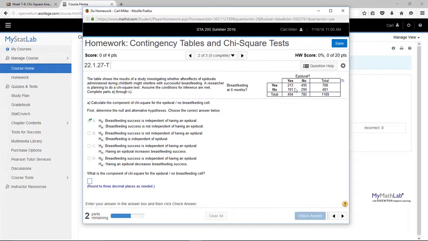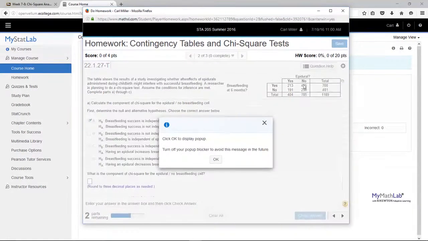You've got the 191 is what was actually observed. Now what would be expected is 404 times 481 divided by 1,189. Okay, and you can do that calculation. The easiest thing to really do is go into StatCrunch and do the calculation. So I'm going to click the table and open in StatCrunch.